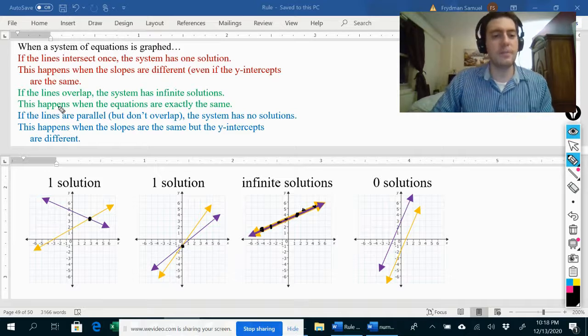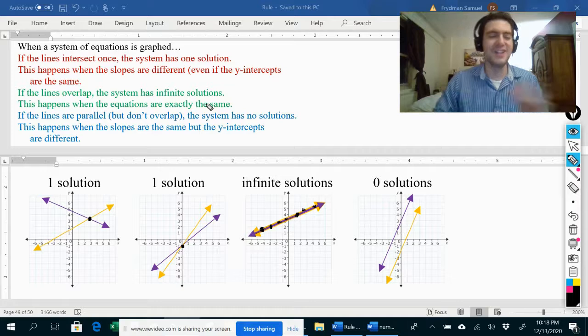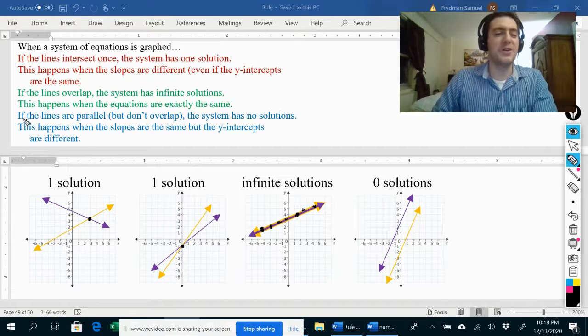Well, so this happens when the equations are exactly the same. Oh, I talked about that. Okay, good. All right, so moving along now.